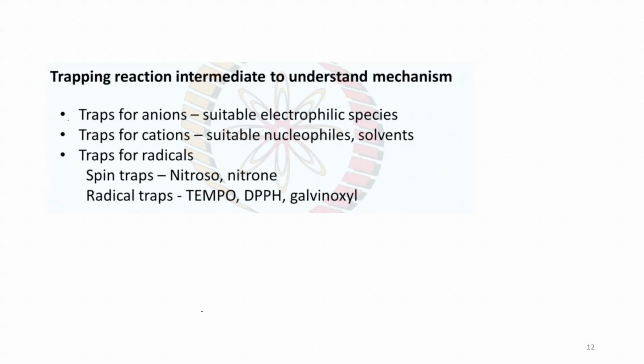Next, we discuss trapping of reaction intermediates to understand the mechanism. For this process we can trap different types of intermediates like anion, cation and radical. To trap an anion, we need a cationic trapping species, that is, an electrophilic species. To trap a cation, we need an anionic or nucleophilic species. To trap a radical, usually nitrone or TEMPO, different types of reagents are used, which are stable radicals and can be stored in the laboratory. When such a radical trapping reagent is added to the reaction, it will trap the generated radical, which will suppress the expected product and give a trapped intermediate product.